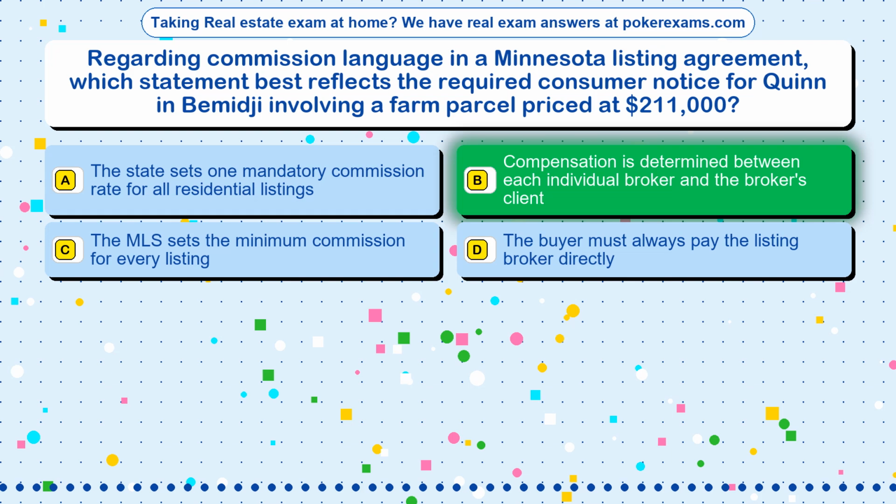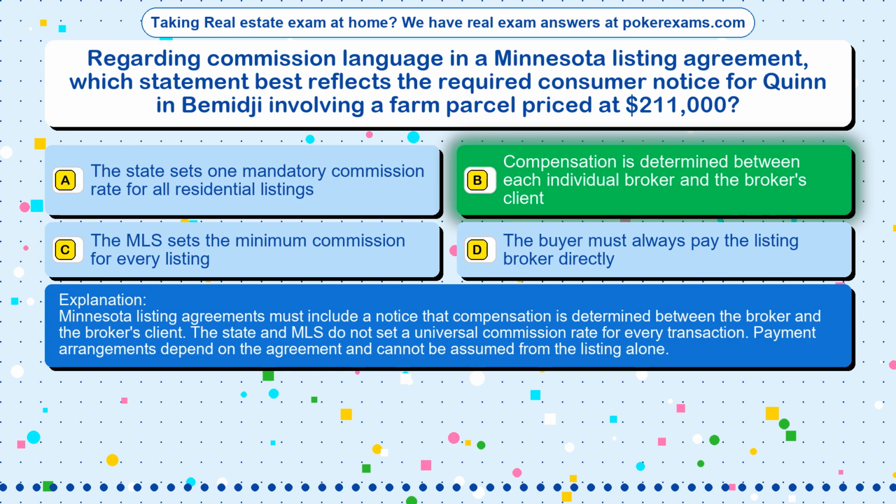The correct answer is option B. Compensation is determined between each individual broker and the broker's client. Minnesota listing agreements must include a notice that compensation is determined between the broker and the broker's client. The state and MLS do not set a universal commission rate for every transaction. Payment arrangements depend on the agreement and cannot be assumed from the listing alone.